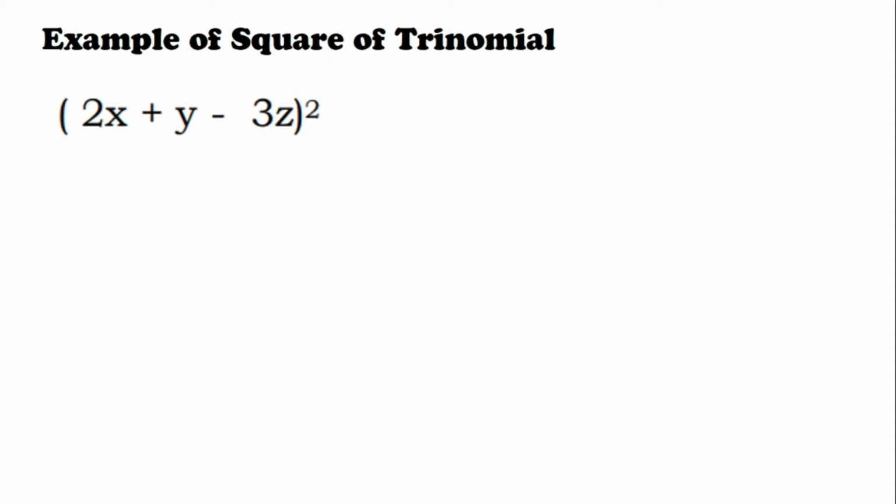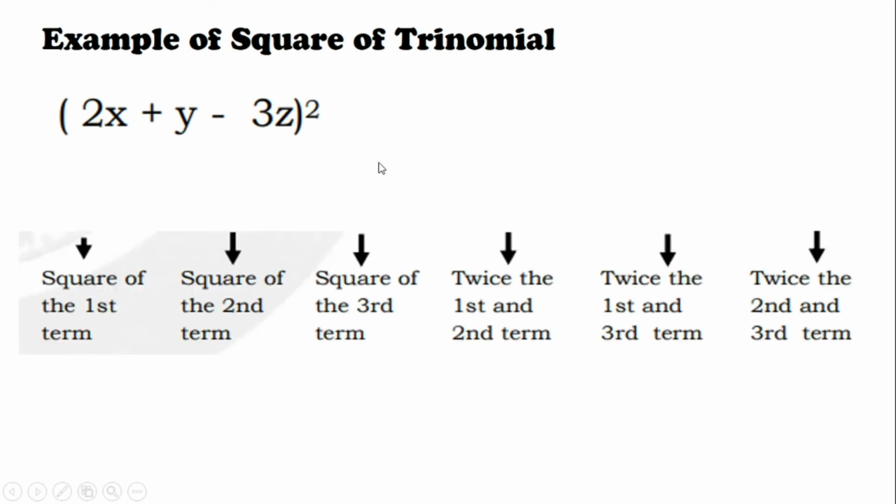I have here 2x plus y minus 3z, then square. We are squaring a trinomial. So, we have the pattern from earlier. So, this is it. We square the first term. Which is our first term? This is our first term, y is our second term, and negative 3z is our third term.